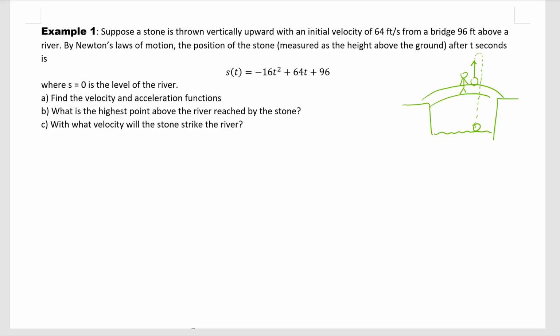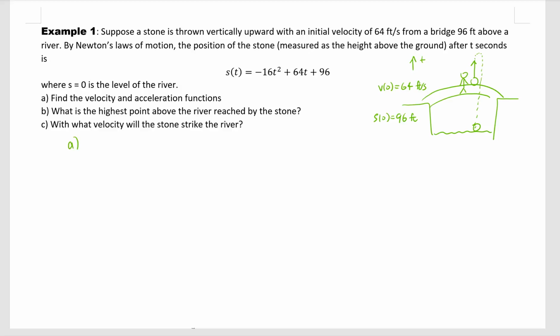So if we set upward as the positive direction, then the initial velocity v of 0 is 64 feet per second, because it's thrown up, so that's why the initial velocity is positive. And s of 0 is 96 feet, because this bridge is 96 feet above the river. And we're given the displacement function. Find the velocity and acceleration functions.